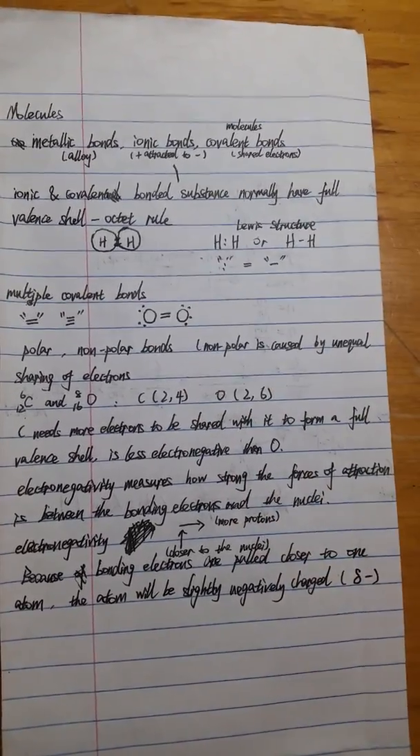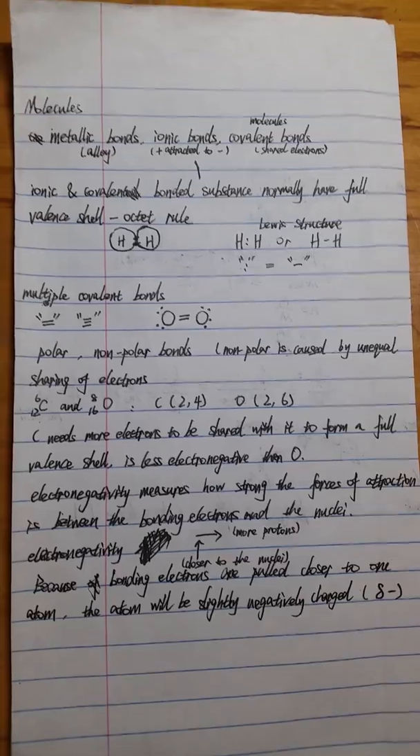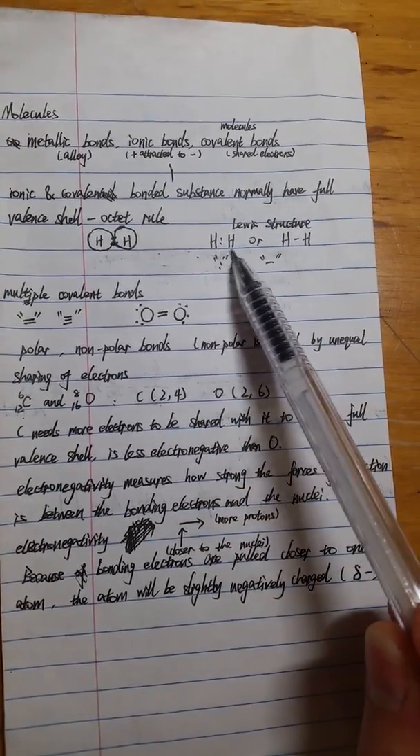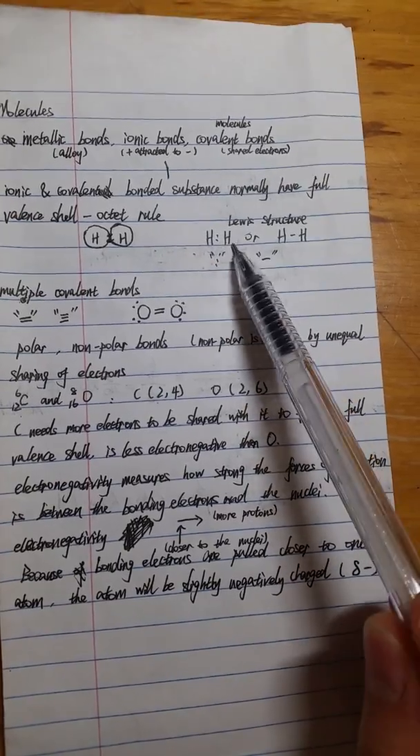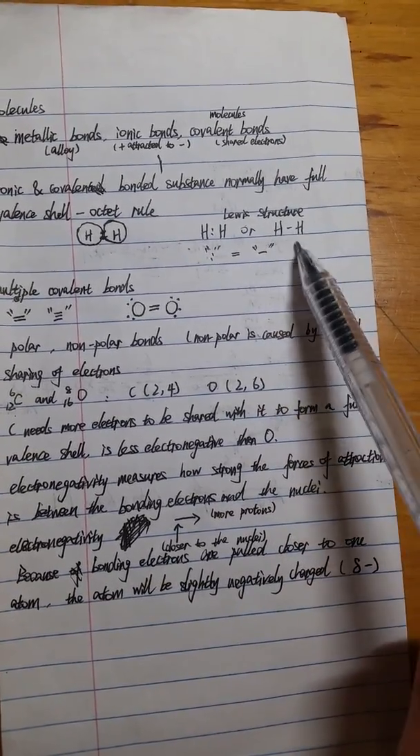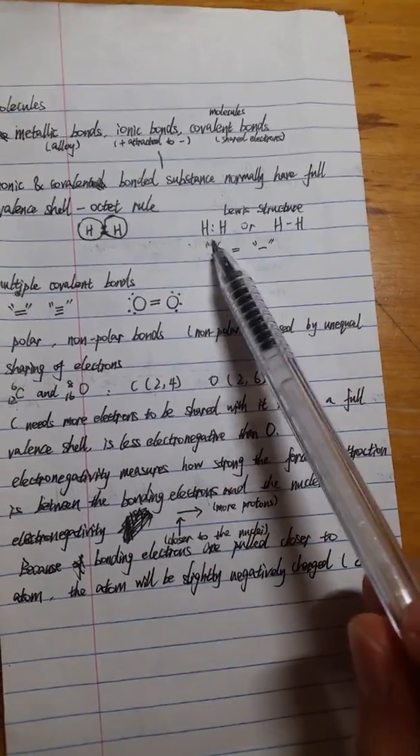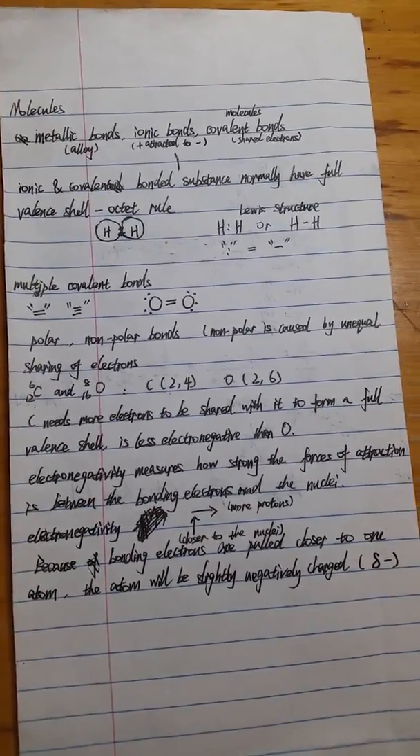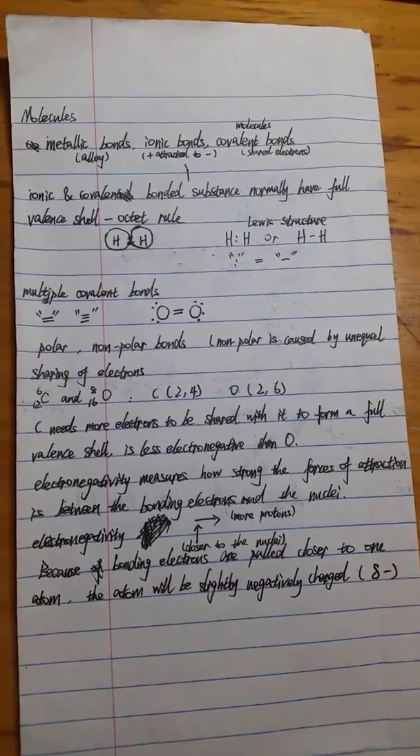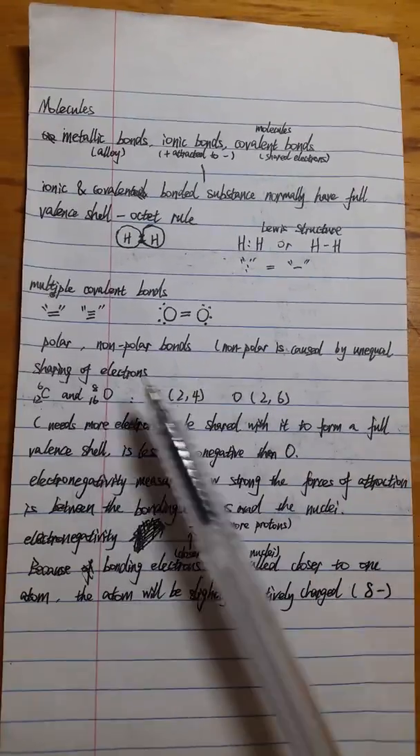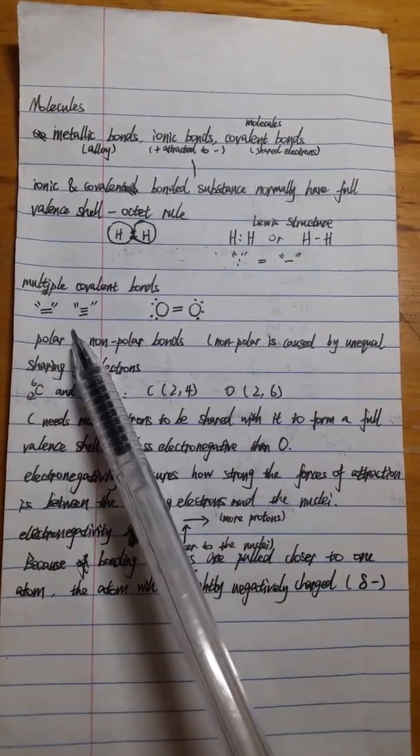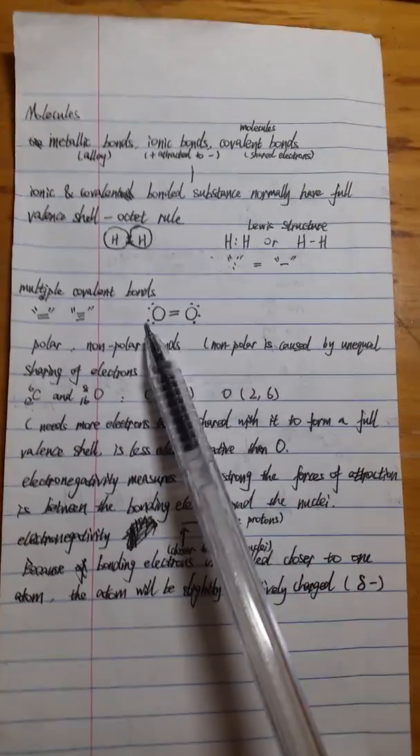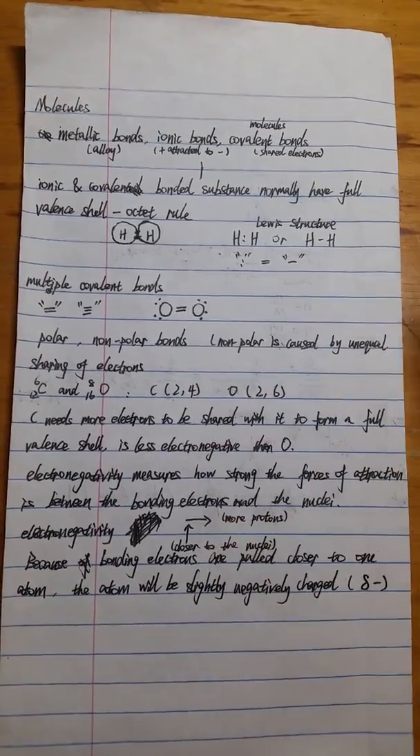If we use the Lewis structure, you can draw it as H, 2 dots, H, or H hyphen H. Sometimes there are multiple covalent bonds in a substance, such as 2 covalent bonds or 3 covalent bonds. And for oxygen, O2, it's a double bond.